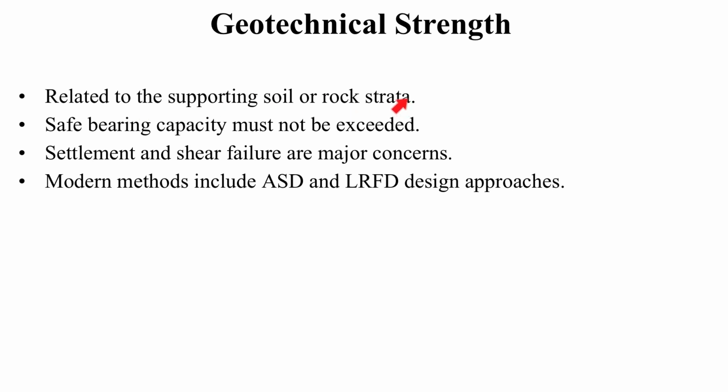One of the most important concepts here is the bearing capacity. If the applied pressure exceeds the soil's shear resistance, then the soil may fail, and this is called bearing capacity failure. To avoid this, engineers calculate safe bearing capacity, use an appropriate factor of safety, perform settlement analysis also, and conduct field and laboratory tests. That all we are going to cover in our upcoming lectures.